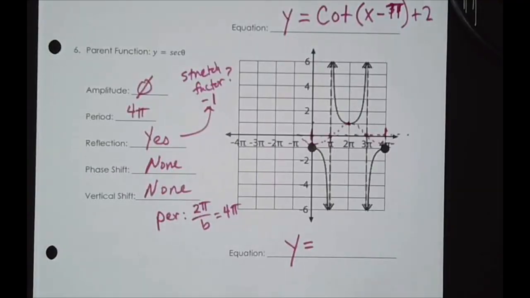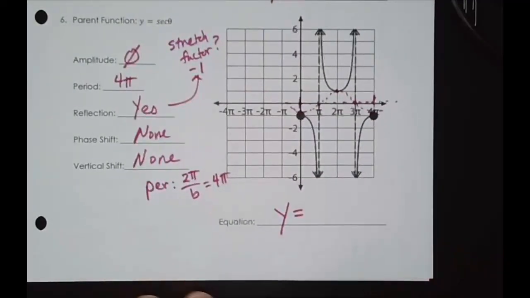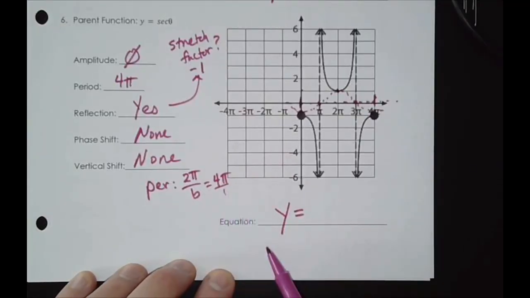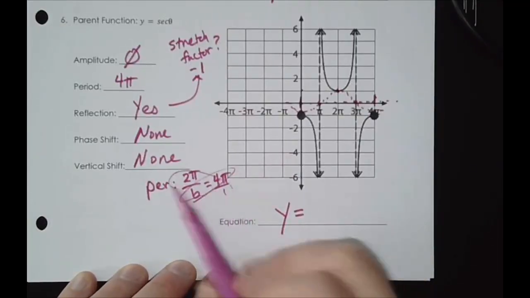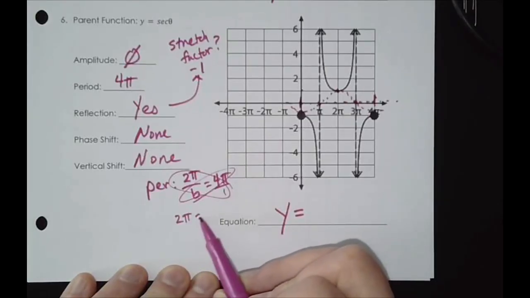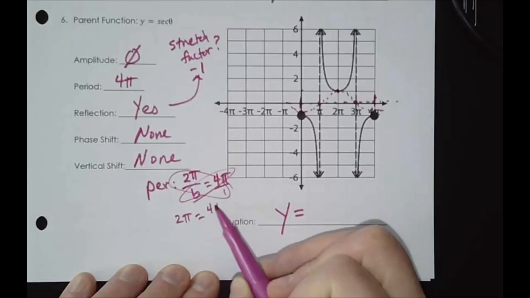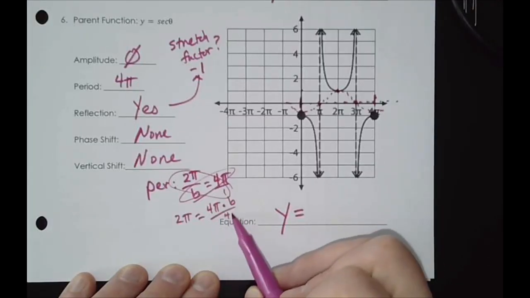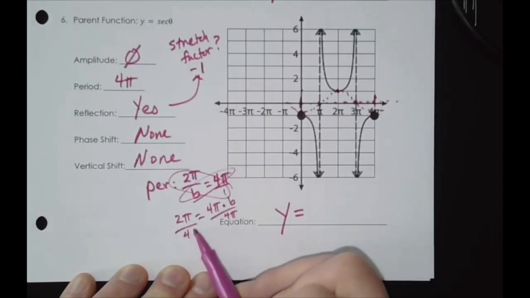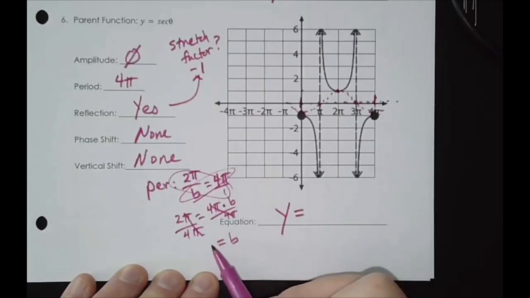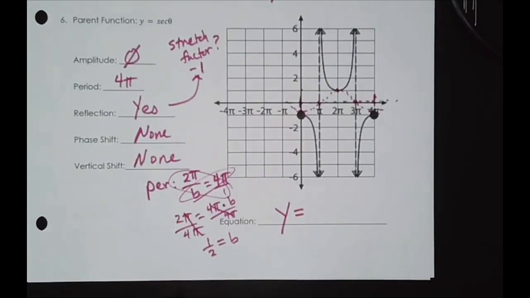Watch this. This might make it easier. You put 4 pi over 1 and you just cross multiply. And you go, all right, 2 pi times 1 equals 4 pi times b. When you divide by 4 pi, the pi's cancel, and it gives you your b number, which is 2 over 4. The b is a half.